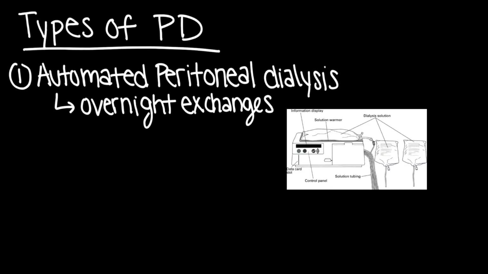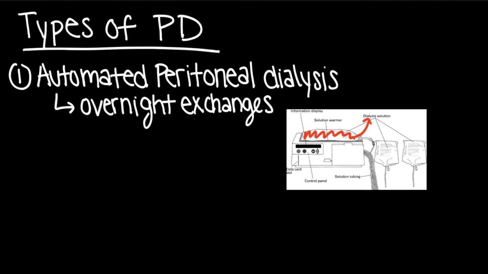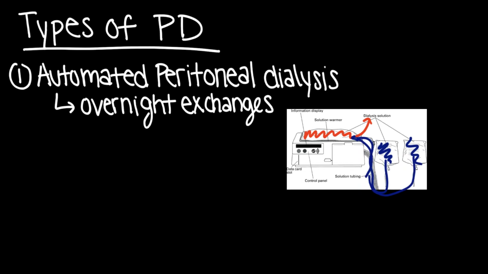The cycler has multiple large bags of PD fluid, usually 2 or 3, attached to the machine. The machine has a warmer that warms the fluid prior to it entering the body via the patient's catheter. As fluid enters the patient from the top bag, fluid from the lower bags is pulled upwards. After a set time period of dwell, the fluid is drained out into a drain bag.